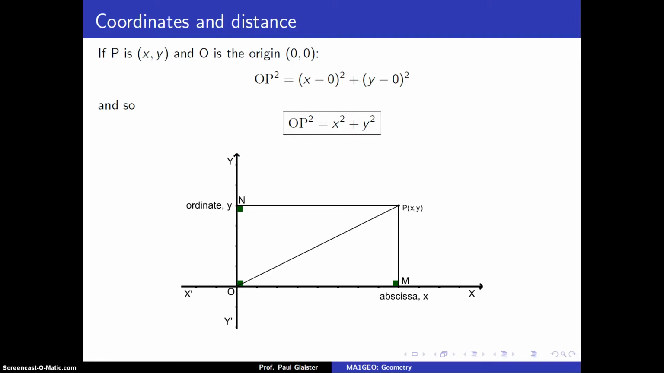Now, in particular, if one of the points is the origin, as we have here, then clearly the x1 coordinate is 0, the y1 coordinate is 0, and if we label the x2 coordinate just as x, the y2 coordinate just as y, then that same formula with zeros in for x1 and y1 just gives me this. And again, that's very obvious from Pythagoras' theorem that OP squared is equal to x squared plus y squared.